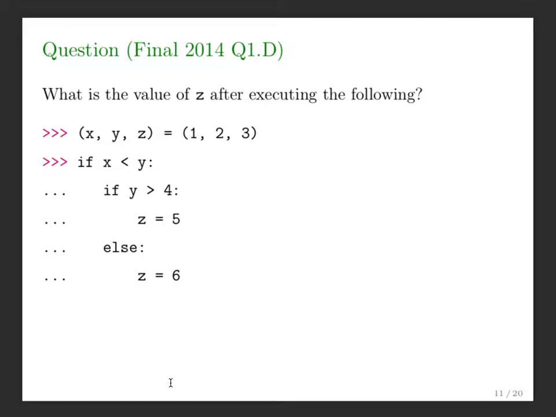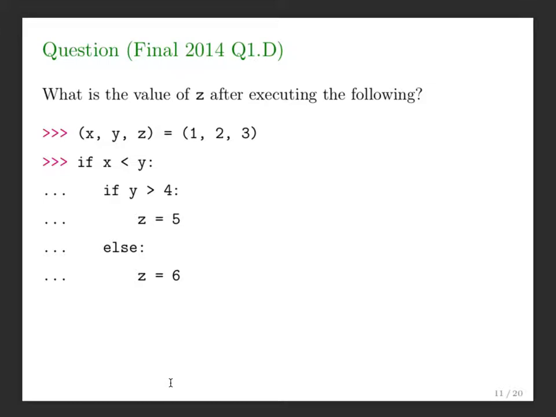Okay, so anyways, here's a question, right? From the final in 2014, question 1, part D. It was worth 1 point, I think. What is the value of Z after executing the following? Right, so this is a very typical question from your exams where you're asked to trace a piece of code.